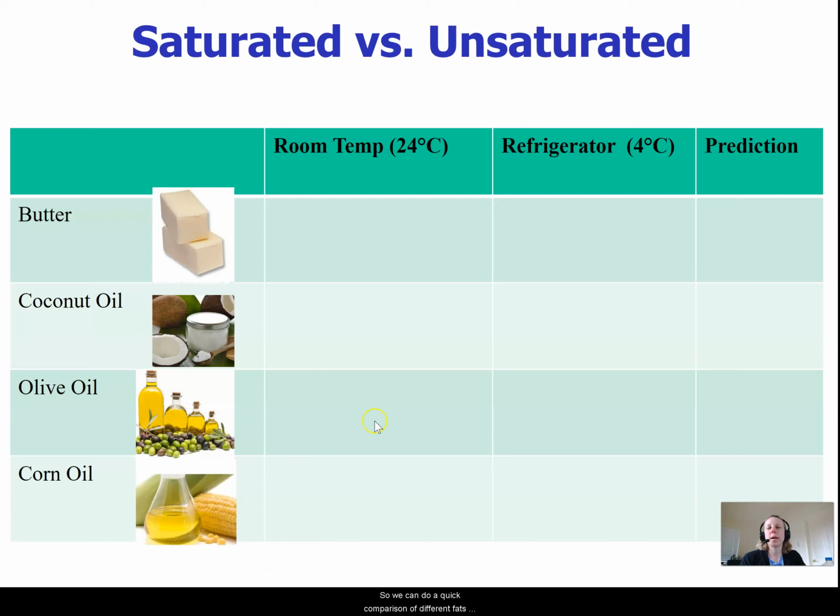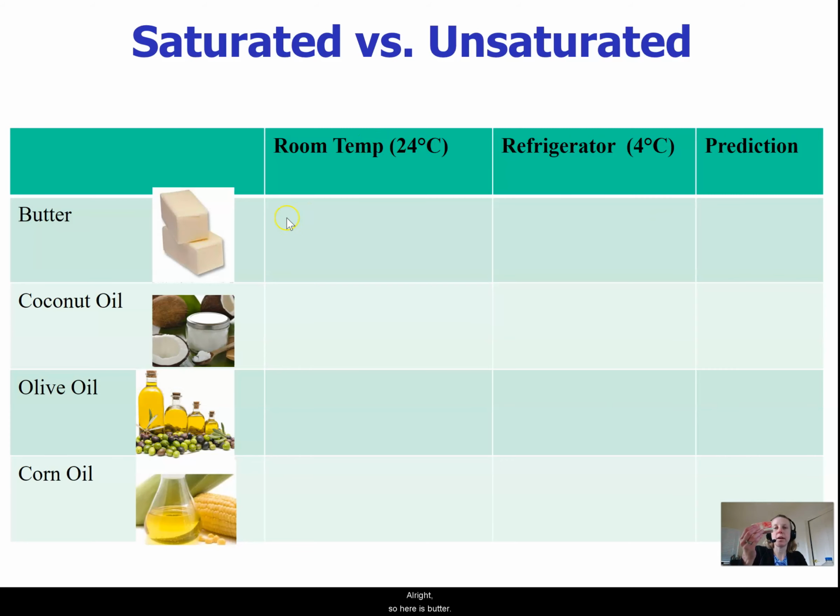Right, so we can do a quick comparison of different fats and fatty acids that you're going to be familiar with and talk about what they look like at room temperature versus the refrigerator, and then a prediction whether these are going to be saturated or unsaturated fatty acids. Okay, so let's start with butter.